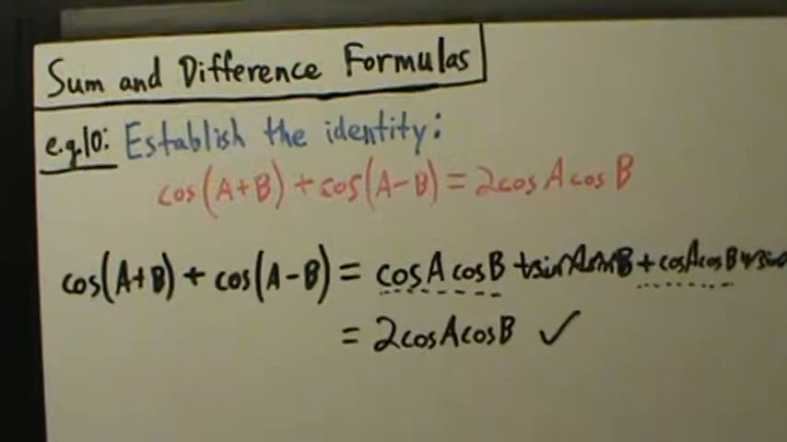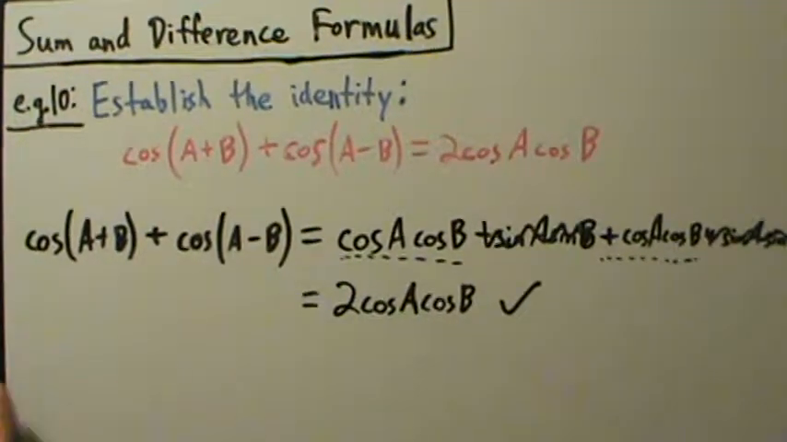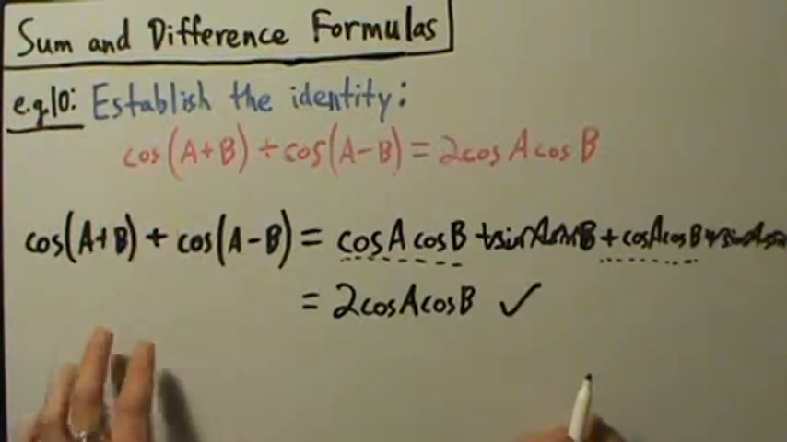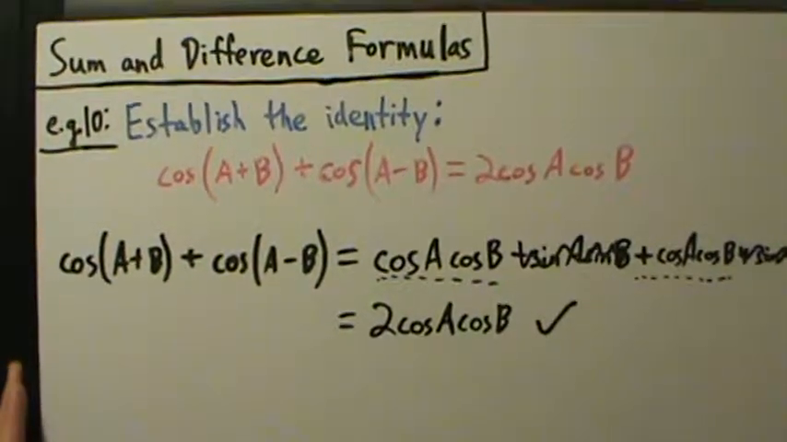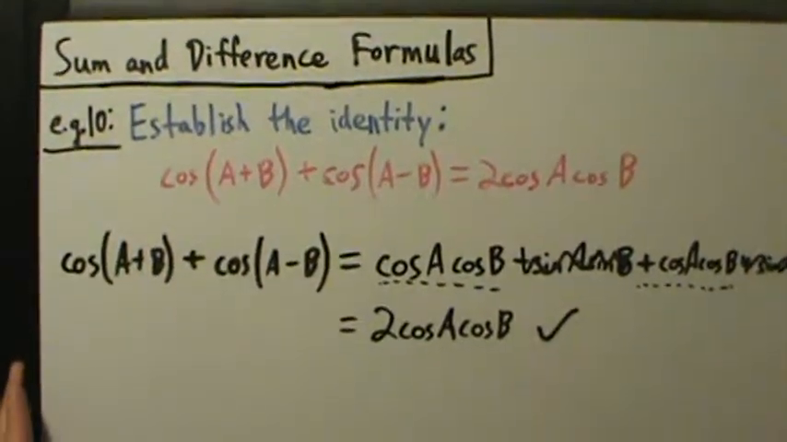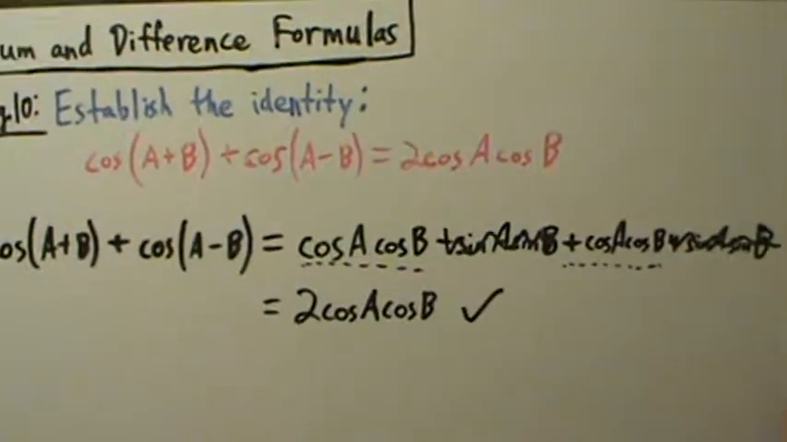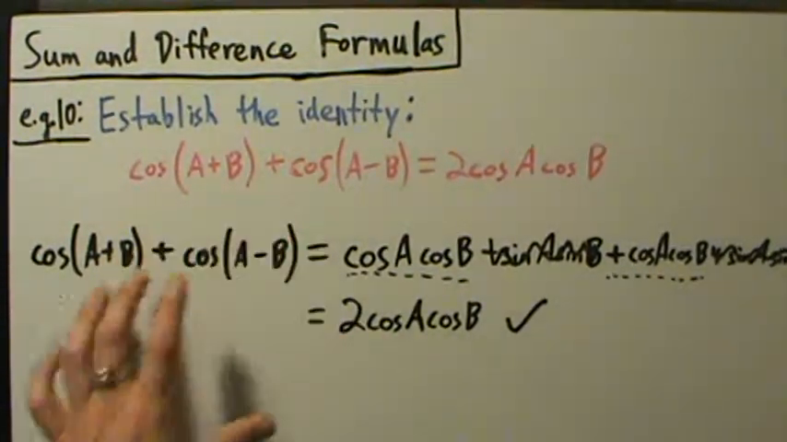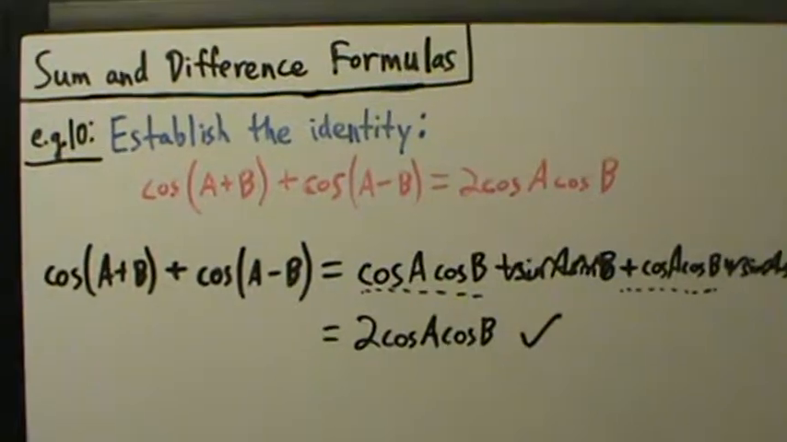But you might have more complicated problems where you have to use more complicated techniques after you use the formulas. We'll probably see some examples like that coming up. Anyway, that's example 10 of using sum and difference formulas, and this is an establish the identity problem, and it was relatively straightforward. Just use the formulas from the sheet and then simplify, and that's it. Okay? So that's example 10.